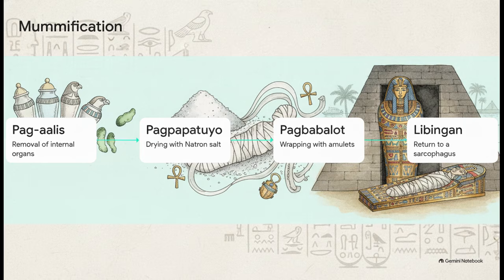Step 2 is pagpatoyo, drying the body out using a special salt called natron. Step 3 is pagbagbalot, where they tightly wrap the body in linen cloth along with protective amulets. And finally, step 4 is libingan, returning the body to a sarcophago or sarcophagus, deeply hidden inside a pyramid tomb.